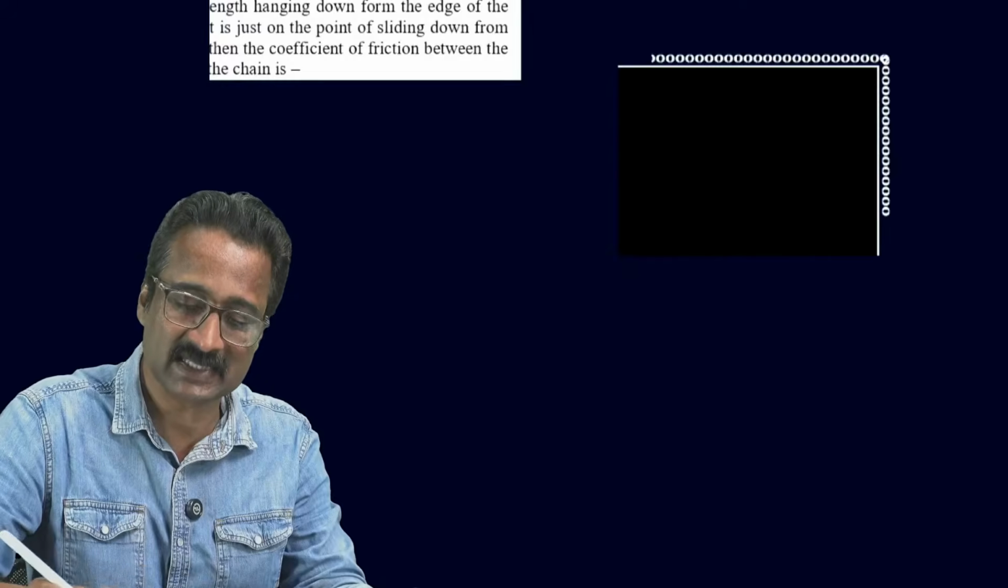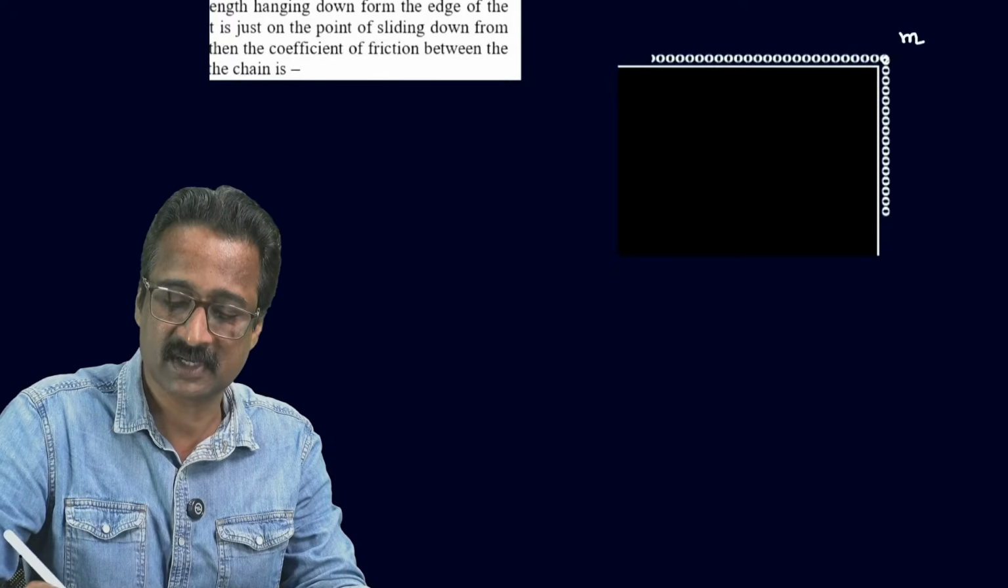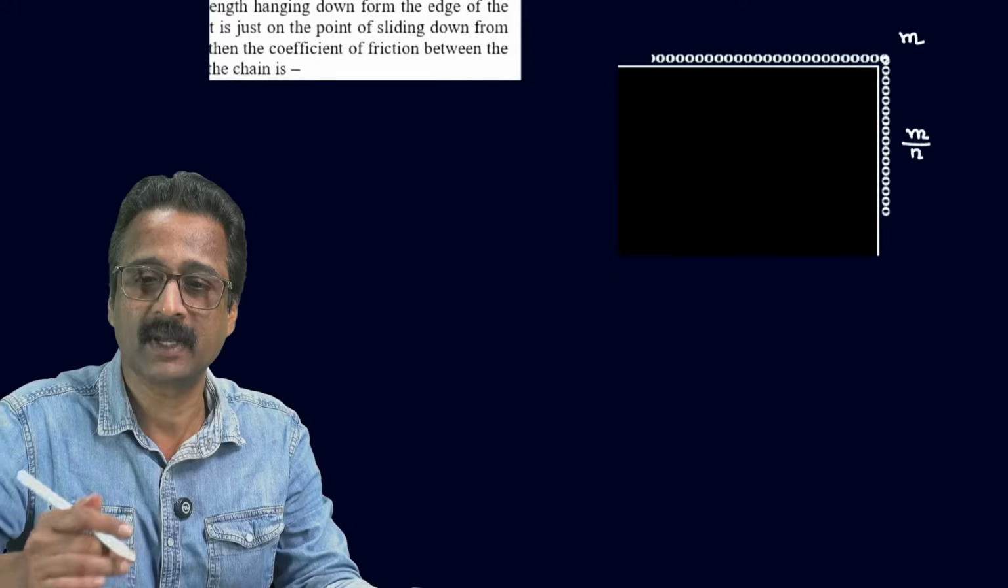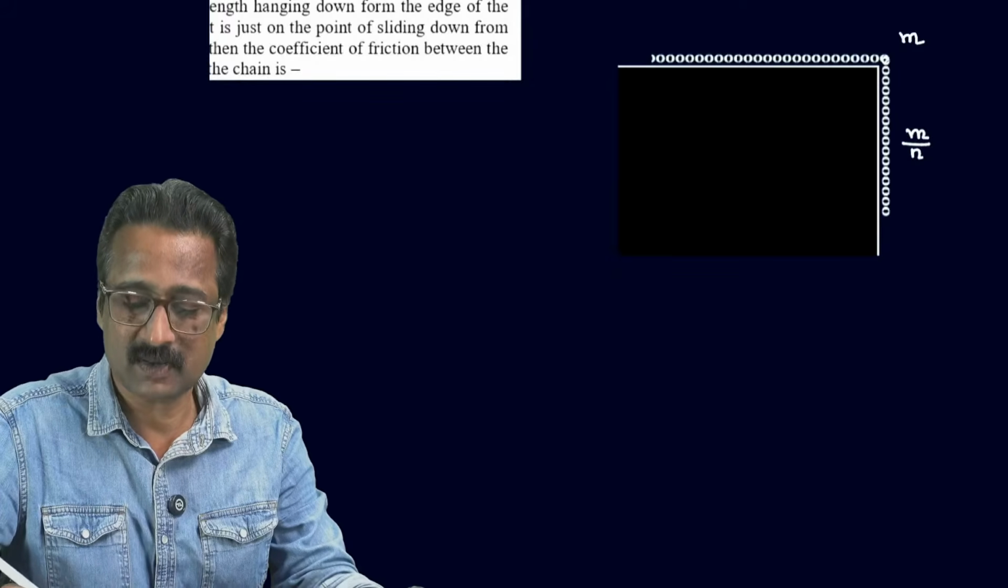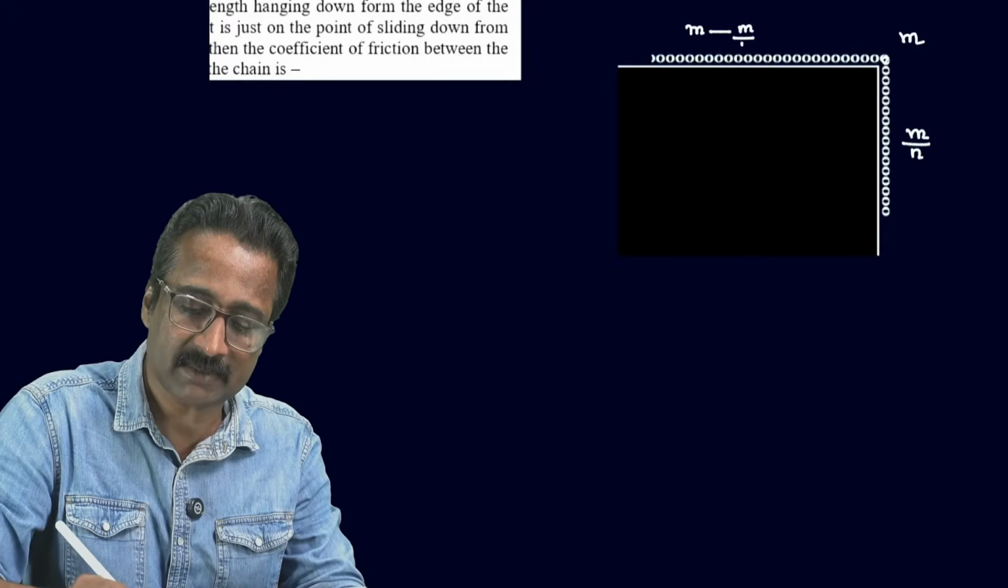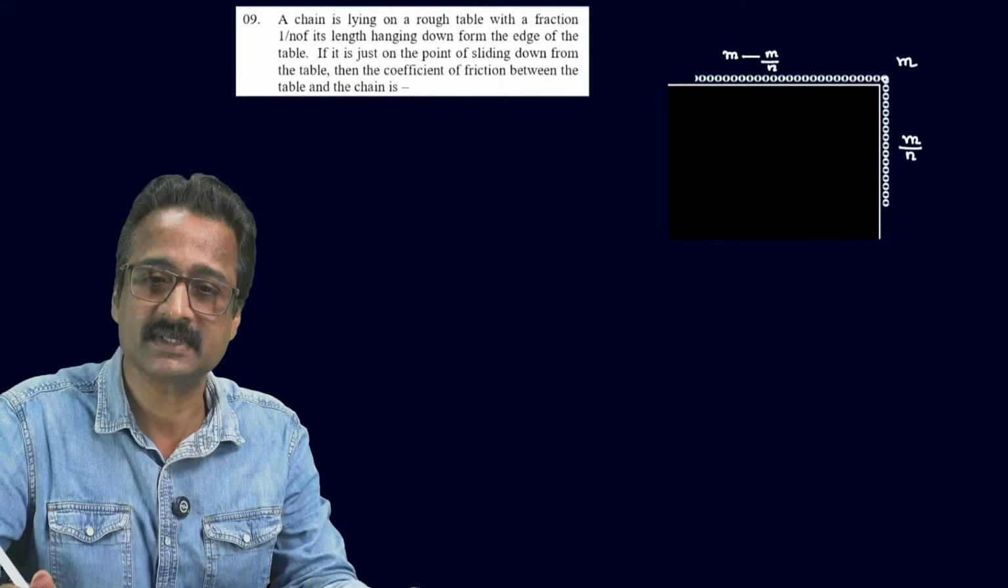Okay, so I'll assume that m is the total mass of the chain. Then as per the statement, m by n mass is hanging. That is hanging down. Now this m by n mass, that is m by n. And the remaining mass is still here, reminding you that it is m minus m by n. So that's the way I have described masses.